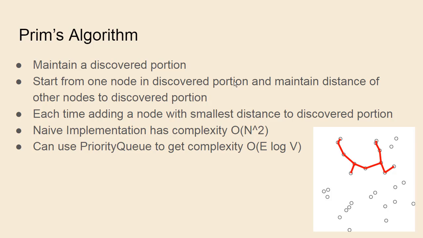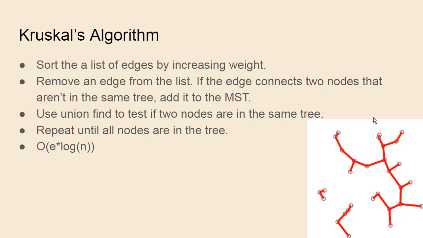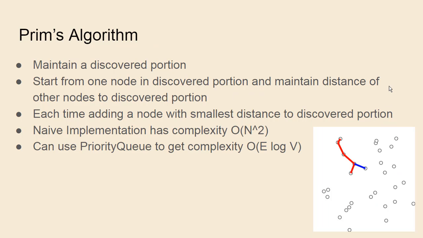The other algorithm is Prim's algorithm. This algorithm will maintain a discovered portion. In the previous Kruskal's algorithm, we construct the tree in a more distributed fashion. We connect an edge here, connect an edge there, and eventually they will all be connected. Prim's algorithm works differently. We start from one node, and then we gradually extend that, adding new nodes to this connected portion. We always maintain a connected or discovered portion. Initially, that will just be a single node. We can pick an arbitrary node to start, because that node has to be connected to the minimum spanning tree anyway. Then we maintain the distance of every other node to the discovered portion.